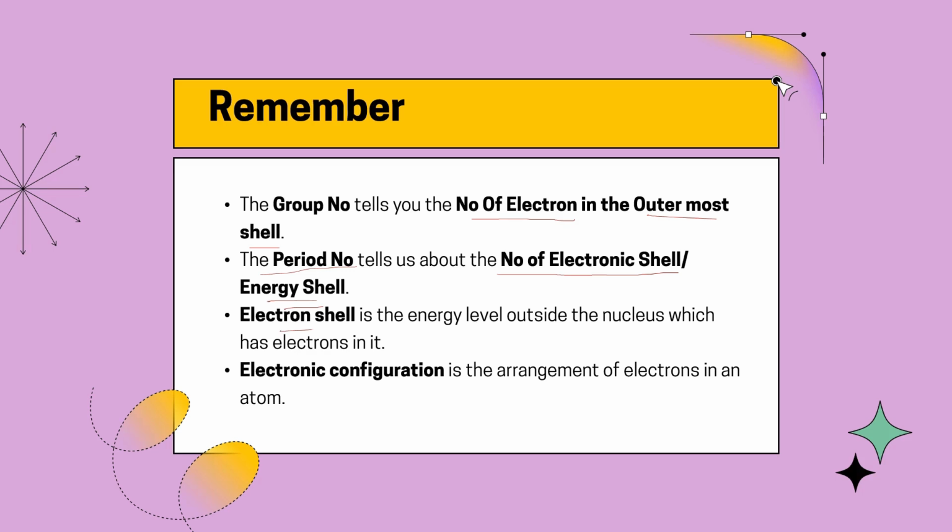Now comes the electronic shell. What is an electronic shell? An electronic shell is the energy level outside the nucleus which has electrons in it. And electronic configuration is the arrangement of electrons in an atom.